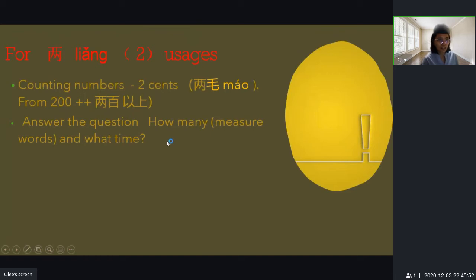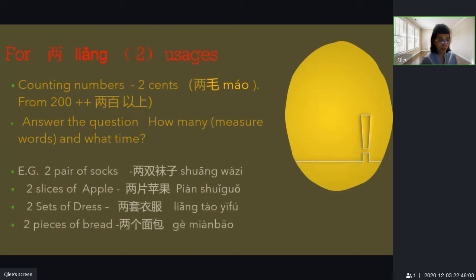And then the second usage is that 两 is answerable with the question of how many measure words. I will discuss the "how many" first for the measure words. Like how many pairs of socks? 两双袜子. How many slices of apple? 两片水果. How many sets of dress? 两套衣服. How many pieces of bread? 两个面包. So anytime that you hear that the statement is answerable by "how many" plus a measure word, then we use 两.